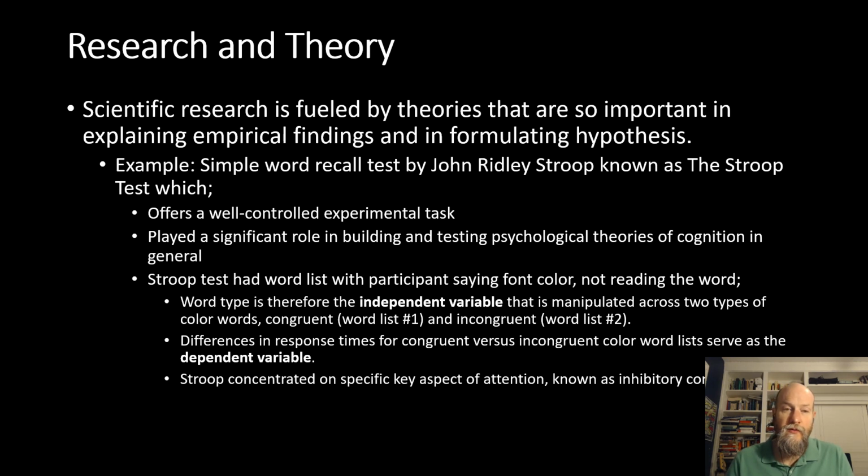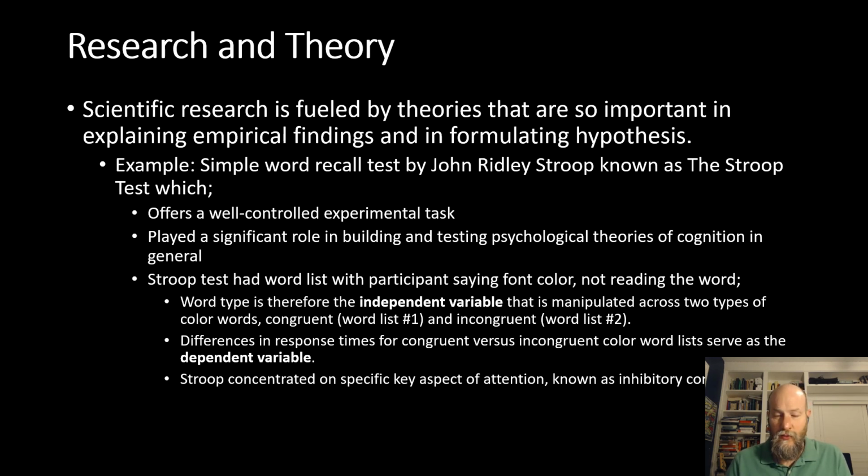So the Stroop test is really one of those things that seems very simple, and we'll describe it in a moment, but what you find is that it had a really significant role in building and testing psychological theories of cognition in general, and our understanding of how the brain works. So Stroop essentially, in his test, has a word list where the participant is instructed to say the font color, right, and not to read the word. I'm going to show you these examples in just a moment.